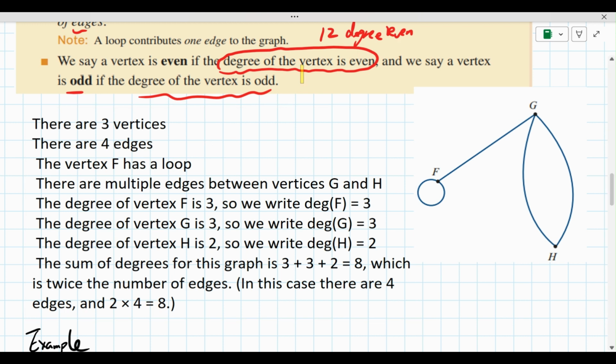For example, in this one there are 3 vertices and 4 edges: 1, 2, 3, and 4. There are multiple edges between G and H, which is 1 and 2. The degree of vertex F is 2 plus 1, so that's 3. The degree of vertex G is 3 as well, and H is 2. Adding all together gives 8 degrees, an even number. The edges are 1, 2, 3, 4, so 4 times 2 equals 8, which is twice the number of edges. Perfect.